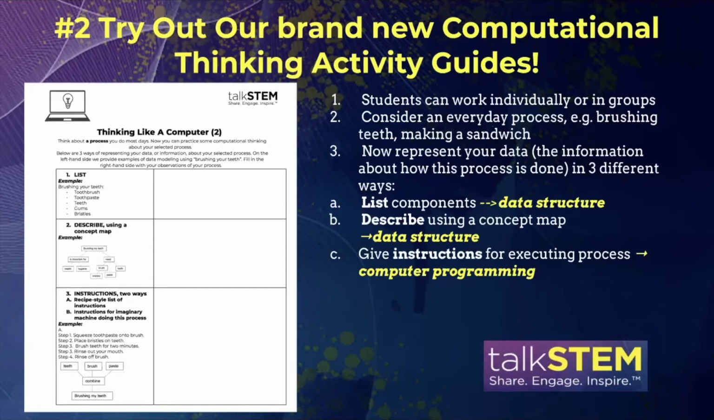And B, instructions for a factory or a machine that's doing this process. Because of course we do computer programming for both processes and more static objects. Let me pause there and see if there are any questions up to this point.